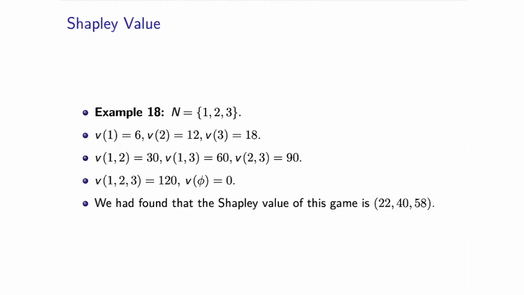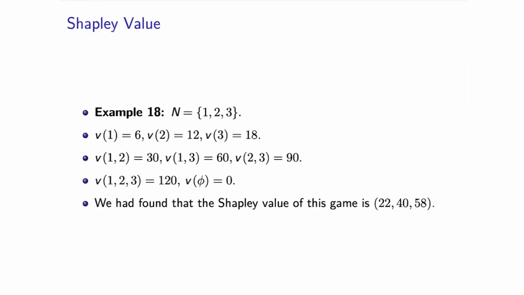Okay, so let us revisit this example once more. Recall that we had three players and the coalition function was given as follows: V1 equal to 6, V2 equal to 12, V3 equal to 18, V12 was 30, V13 was 60, V23 was 90, V123 was 120, and V∅ was 0, right?